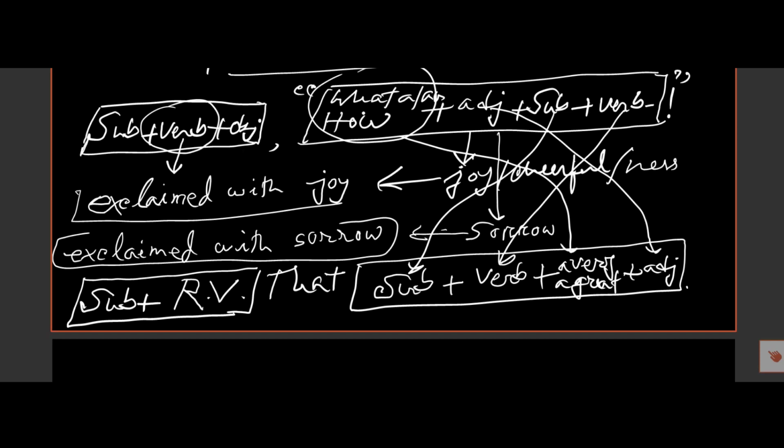And the indirect structure is subject, then the verb will be exclaiming with joy or exclaiming with sorrow, any one of these. And after removing the inverted comma, there will be that, used as conjunction. Then the reported speech sentence will be assertive, and we know all kinds of sentences in direct narration will be assertive in indirect narration. So in an assertive sentence the subject comes first.